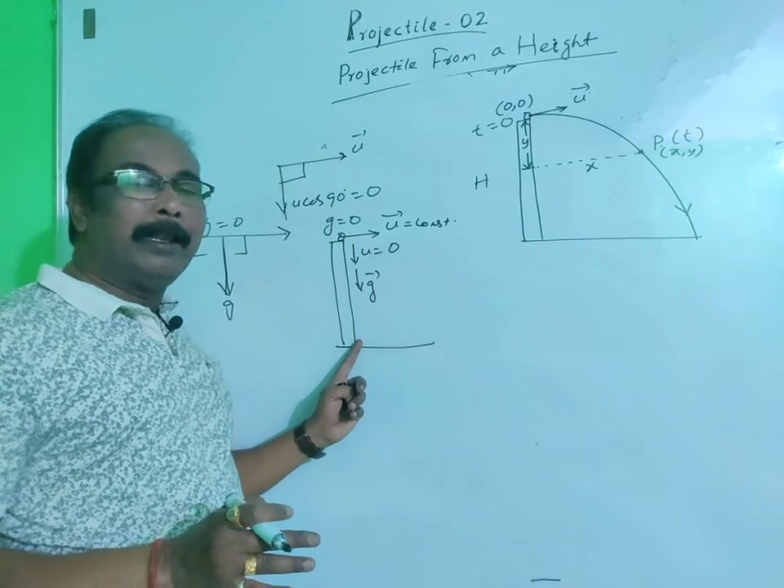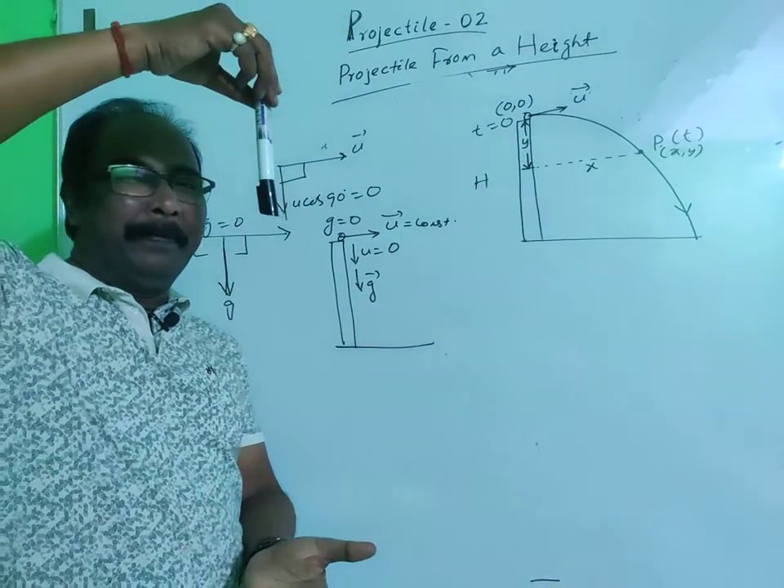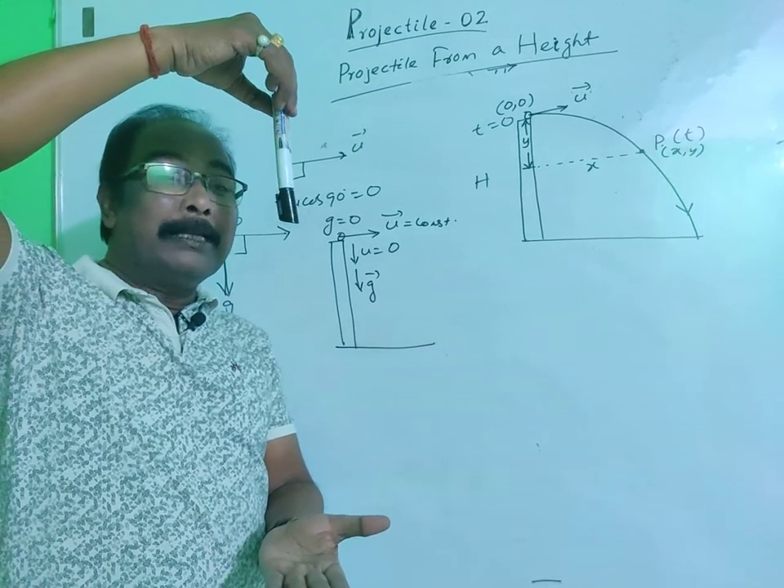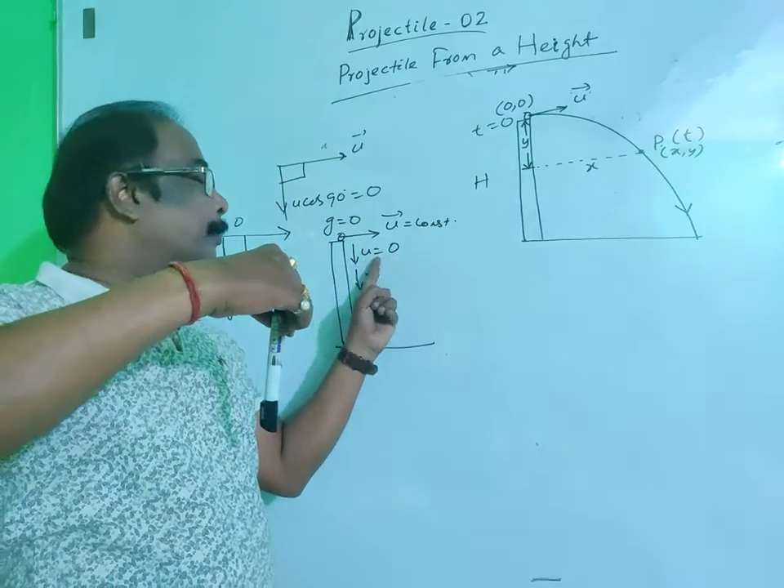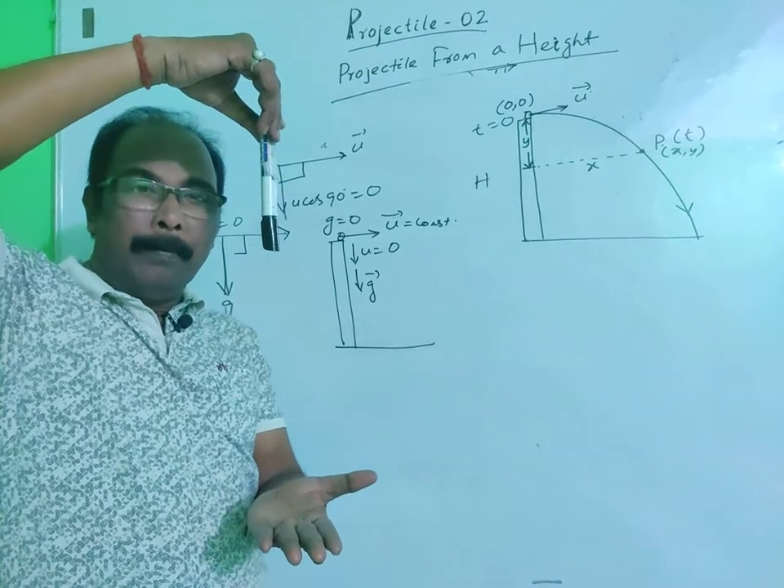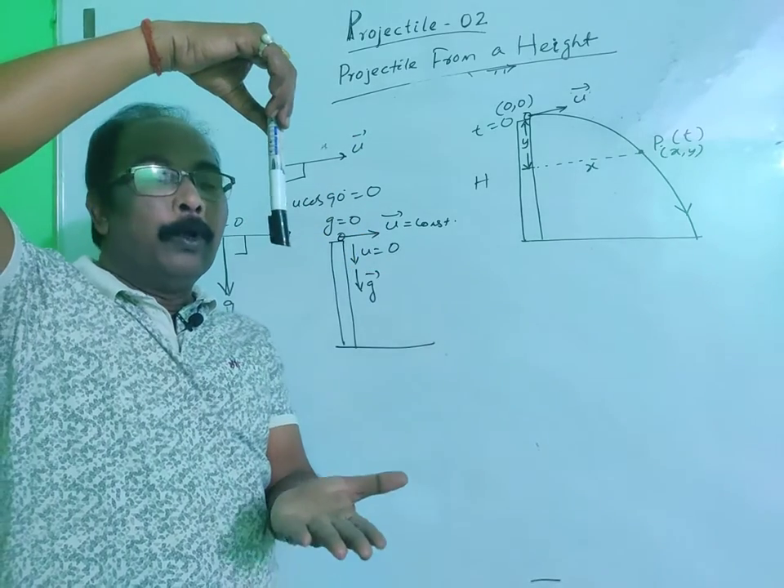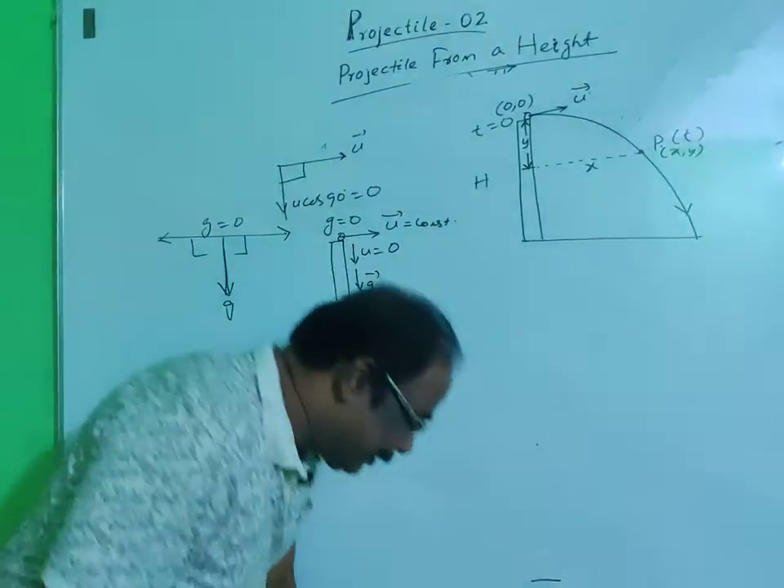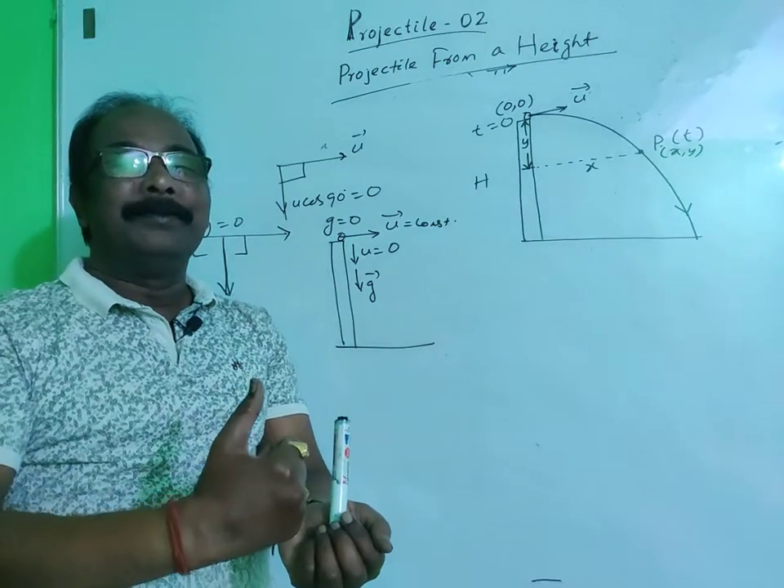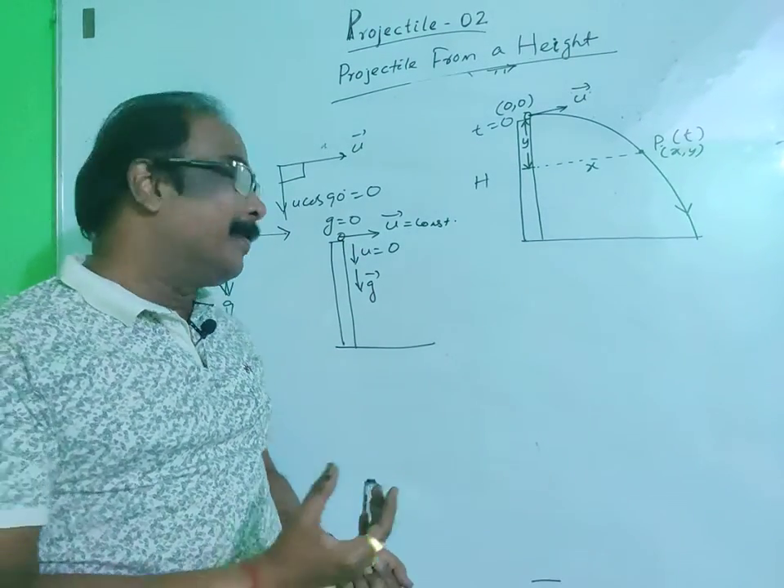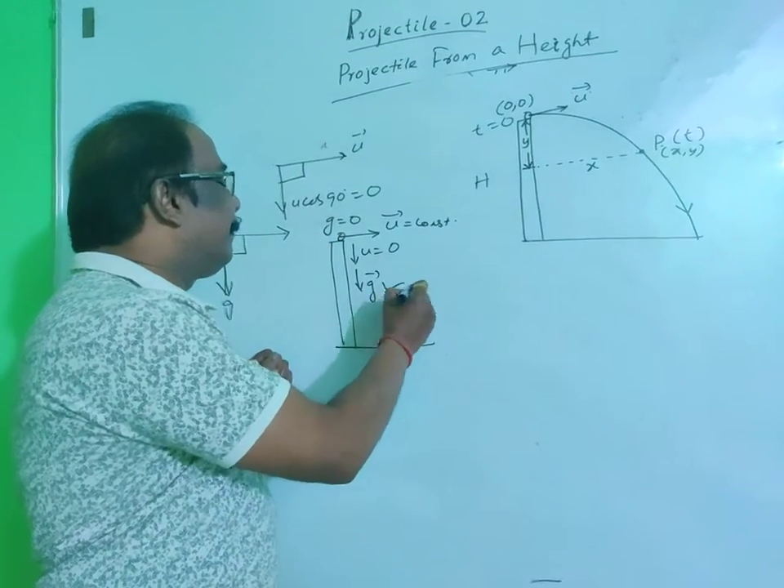But in the vertical direction, suppose I am holding a body. The body is at rest and is now released. When the body is released, the initial velocity in the vertical direction is 0. Let's release the body. When it strikes the ground or my hand, it strikes with a velocity. It means velocity increases in the vertically downward direction due to the effect of gravity.